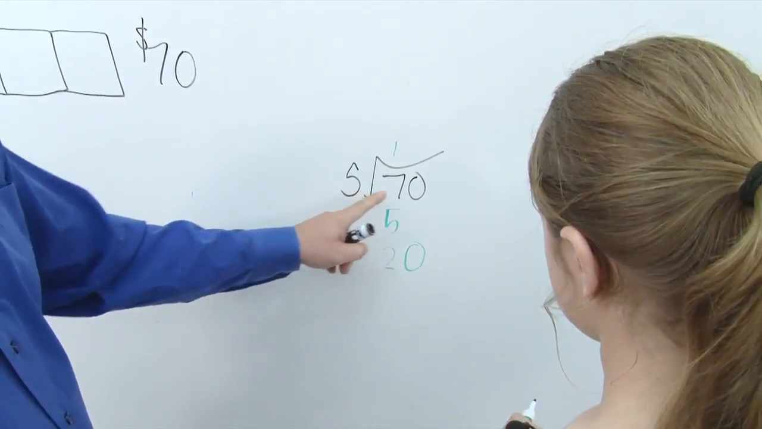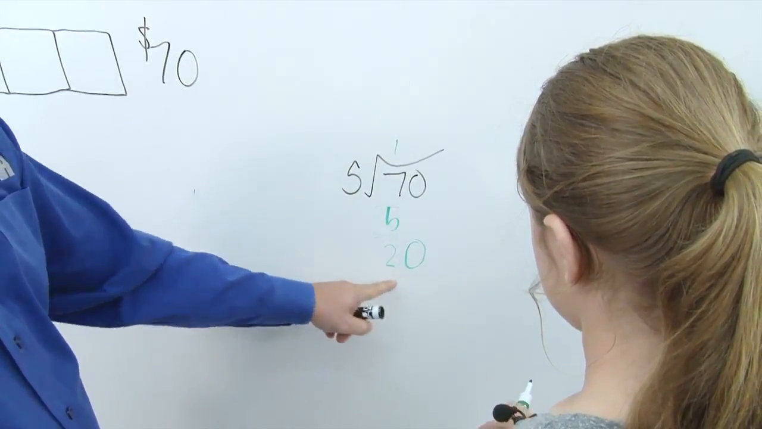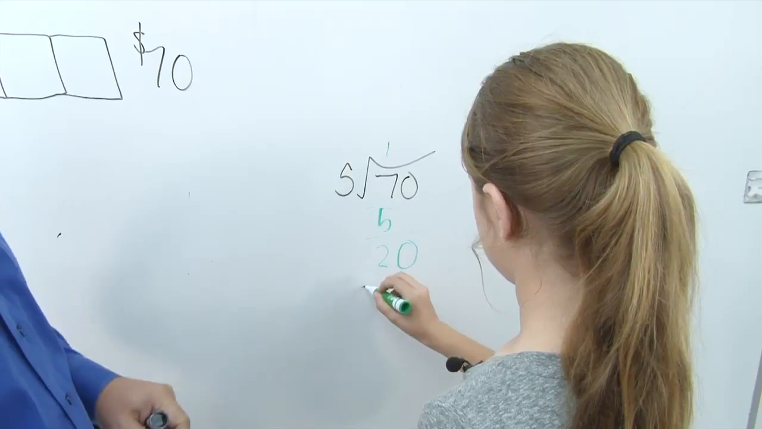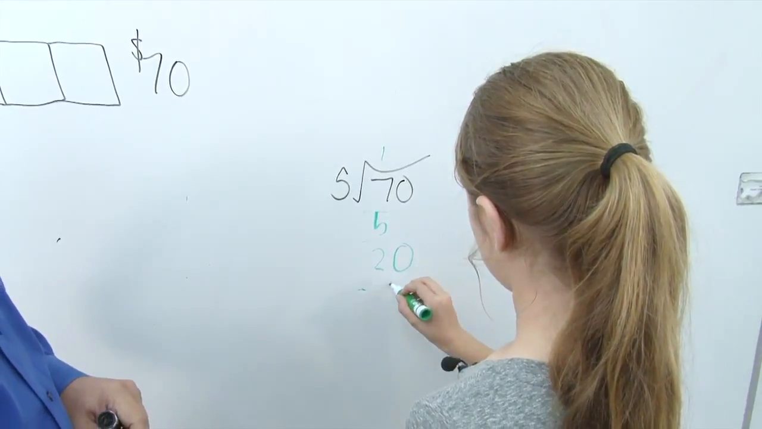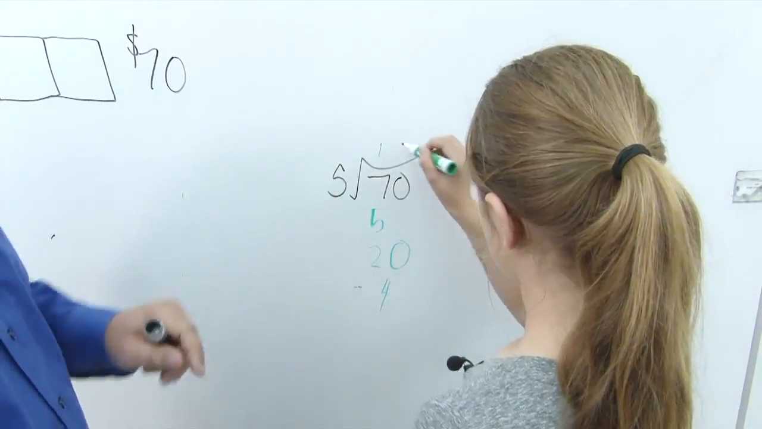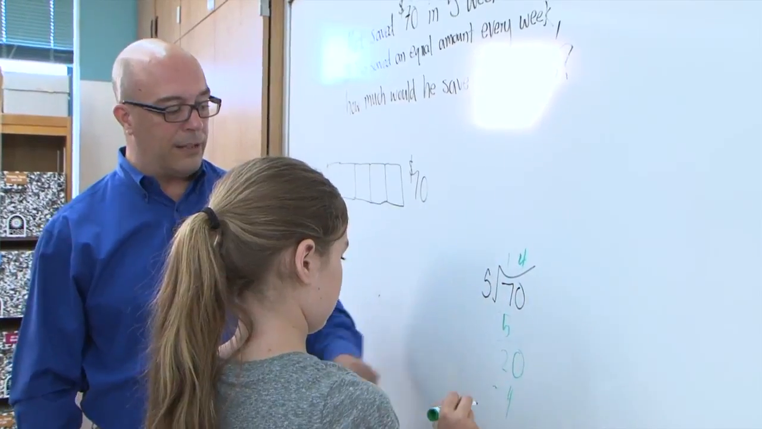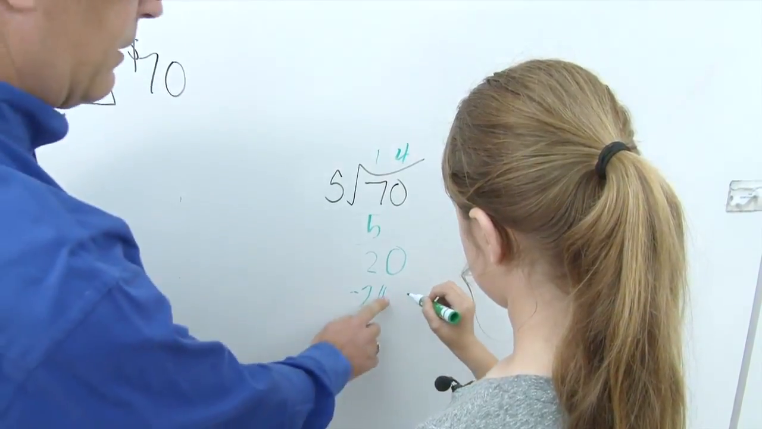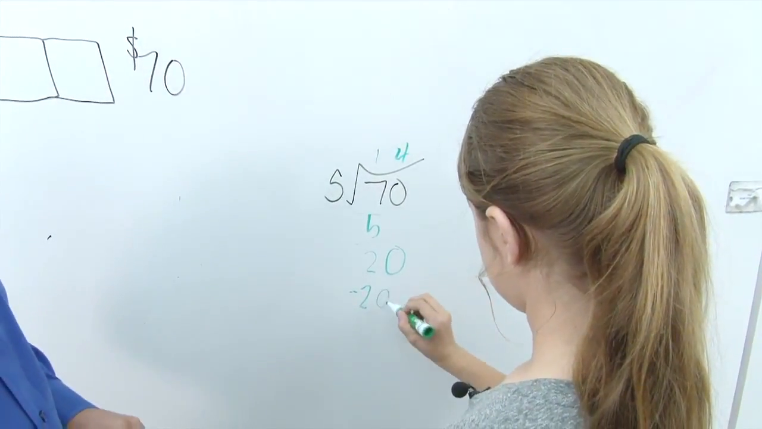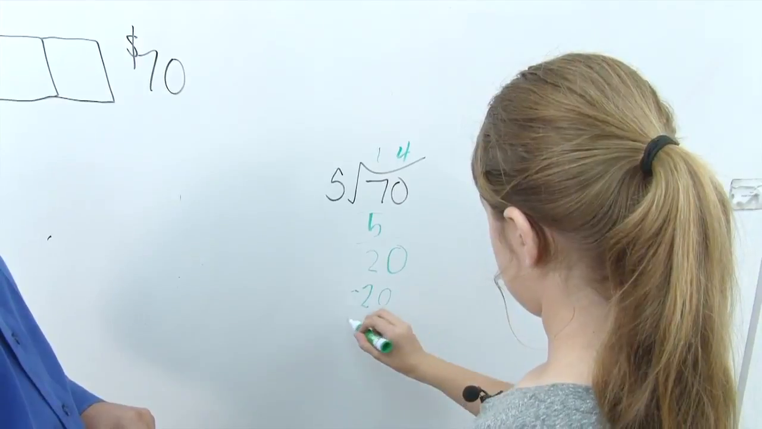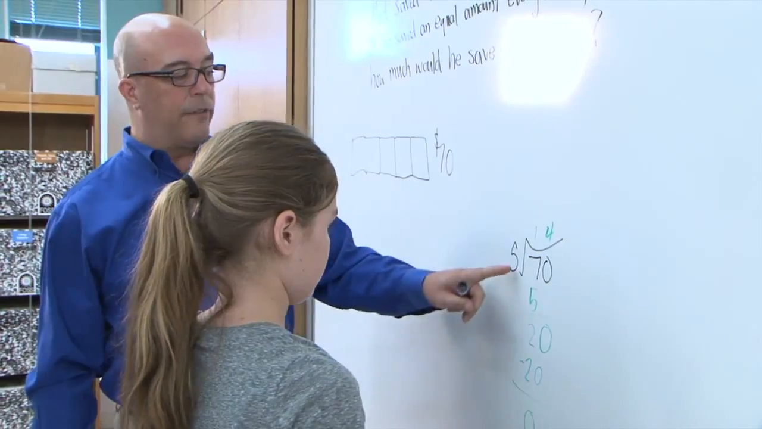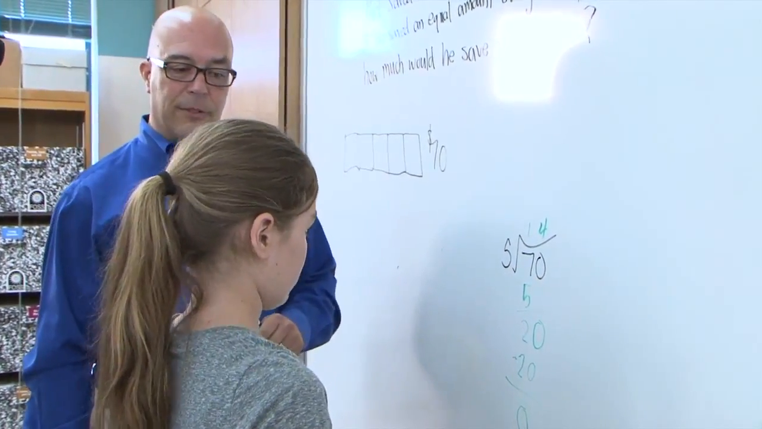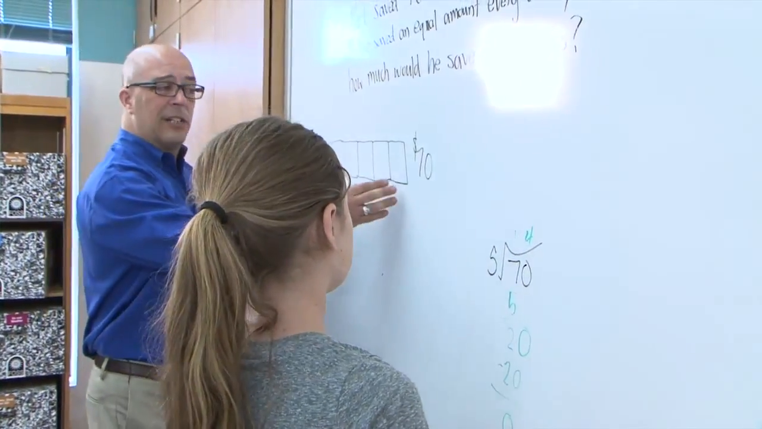So first we went 5 into 7. Now we're going to go 5 into 20. That goes in 4 times. So we'll put the 4 up there. There you go. Now we'll put the 20 down here. And what's left? 0. Okay. So 5 goes into 70 how many times? 14. Okay. So what I did is I just did a little drawing over here.